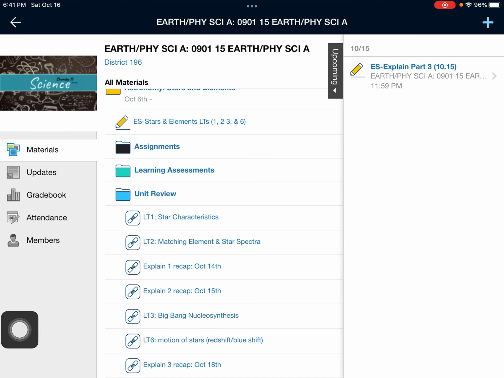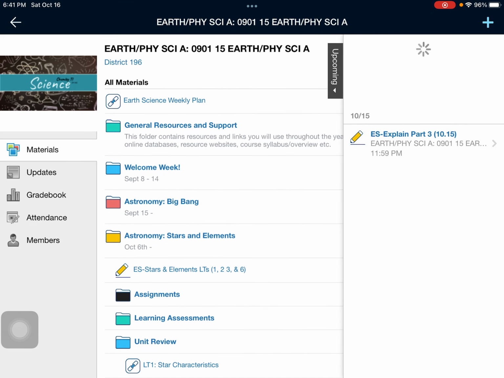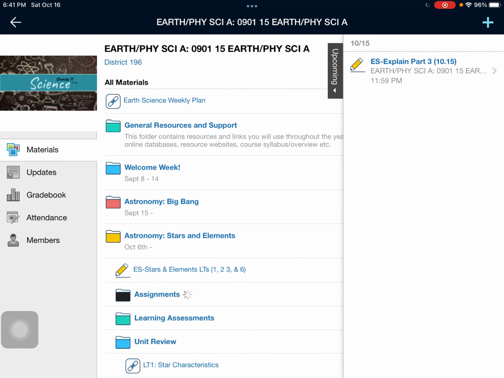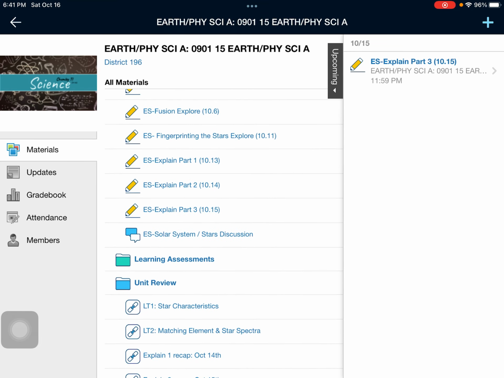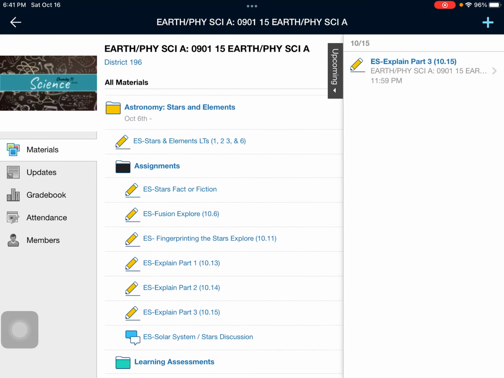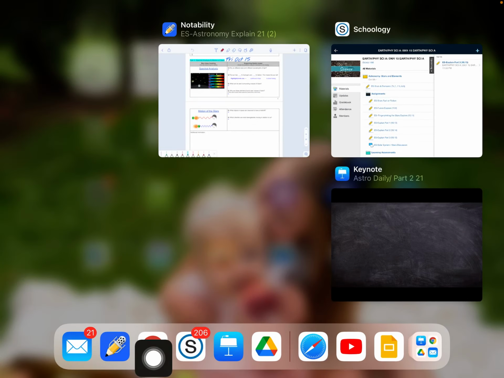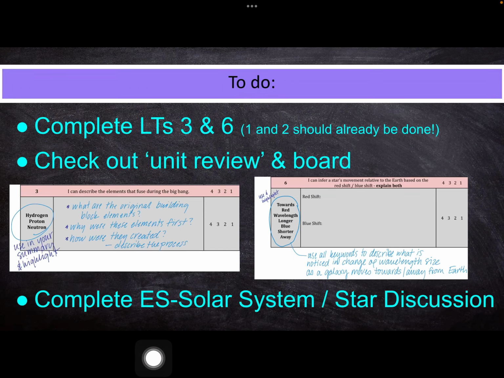And looking at our upcoming, which is not updating right now, here's what we're thinking about. Like we said, we have our learning targets to complete, 3 and 6 ready for today. And then also you're jumping into this solar system and stars discussion, which is giving you a couple video resources to look at and a few questions to answer in there. So both 3 and 6 and discussion, plenty of time left in the period to make those happen today.